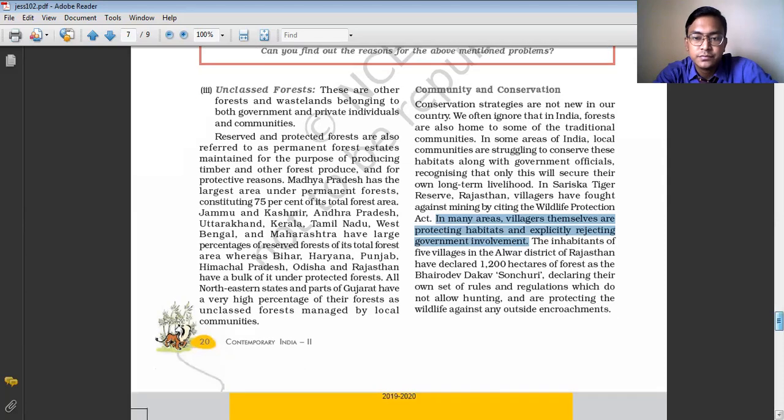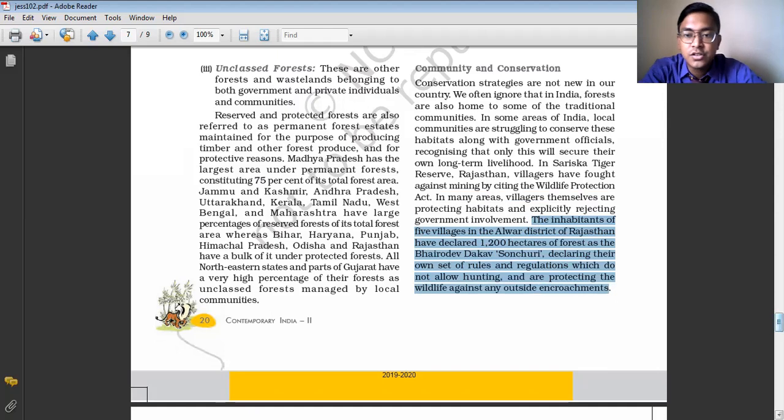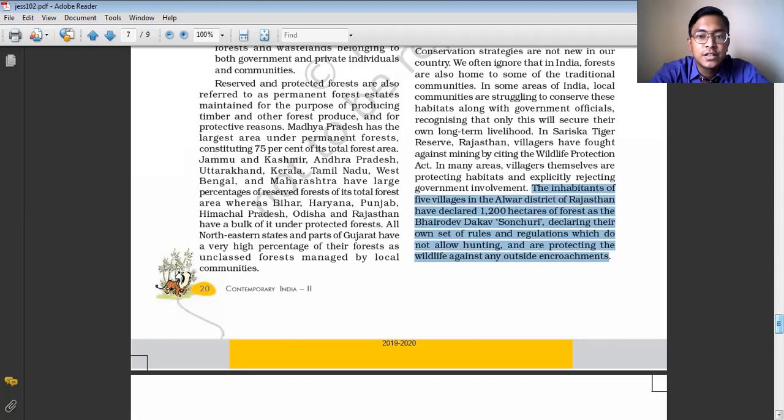The inhabitants in 5 villages in the Alwar district of Rajasthan have declared 1200 acres of forest as the Bhairodev Dakaf Sanctuary, declaring their own sets of rules and regulations which do not allow hunting and are protecting the wildlife against any outside encroachment. Alwar is the name of a district in Rajasthan, and in this Alwar district there are 5 forested villages.